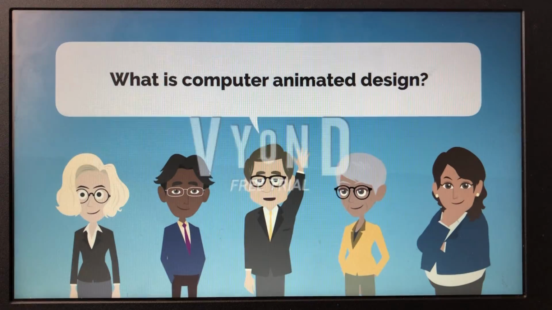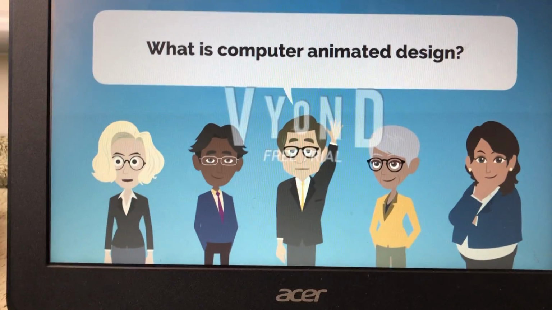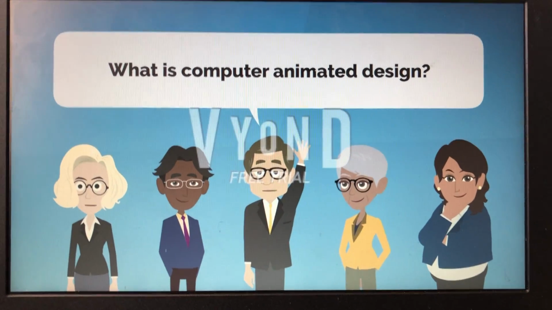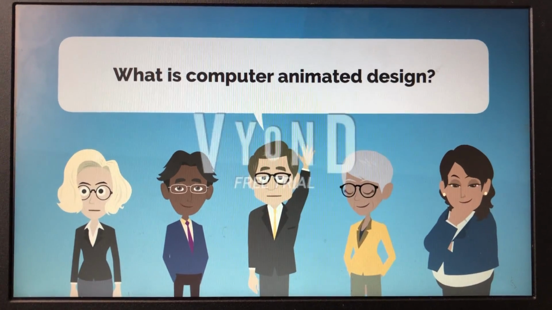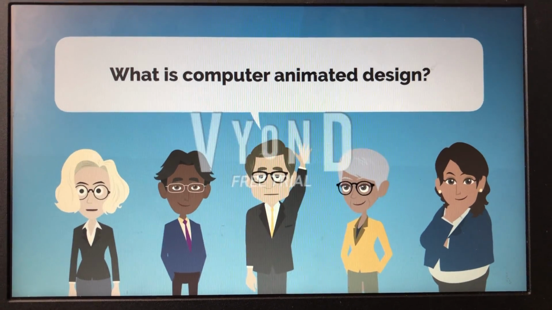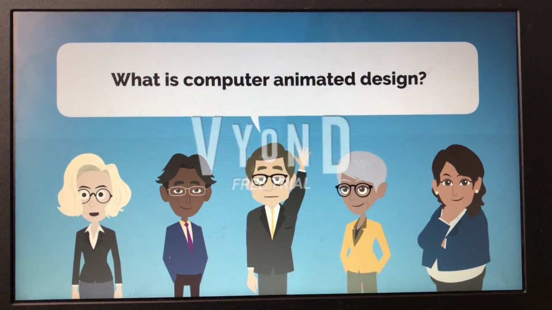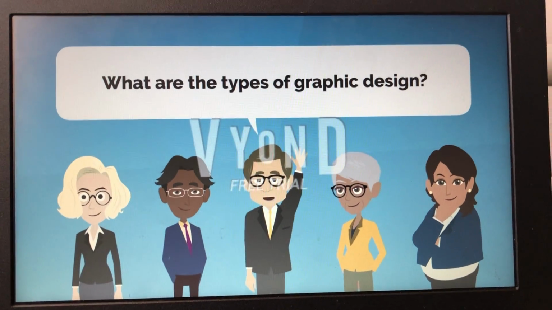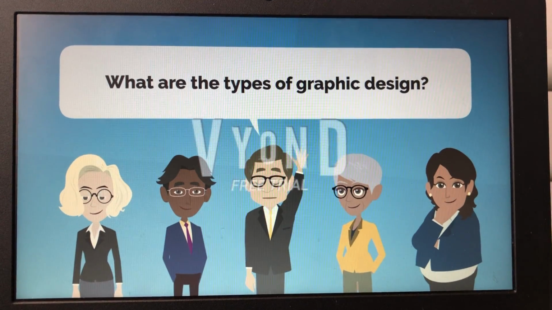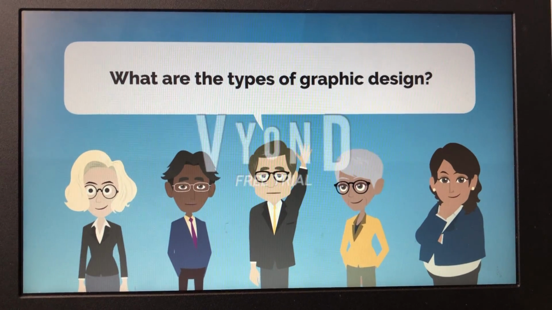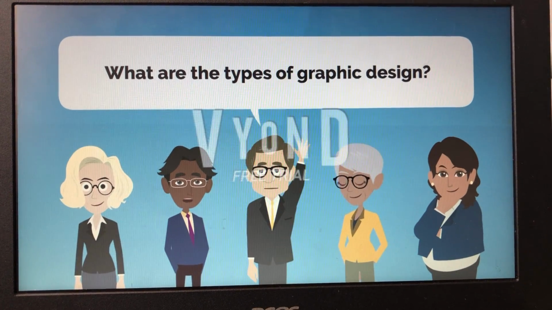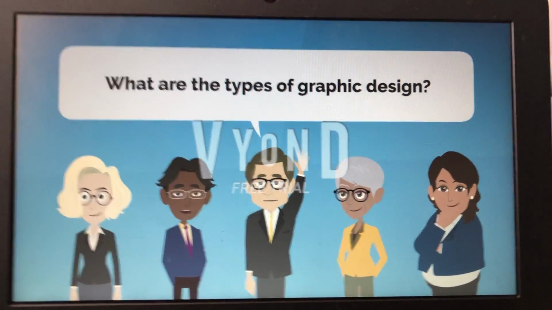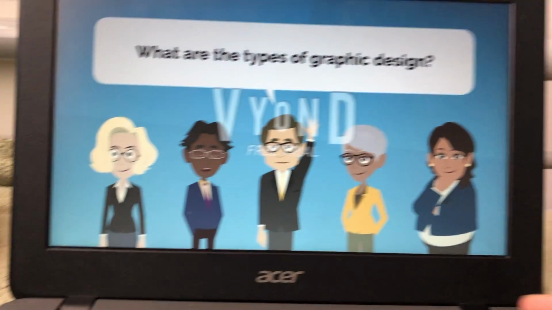What is computer animated design? Computer-aided design is the use of computers to aid in the creation, modification, analysis, or optimization of a design. CAD software is used to increase the productivity of the designer. What are the types of graphic design? Visual identity, marketing and advertising, user interface, publication, packaging, motion, environmental, art, and illustration.